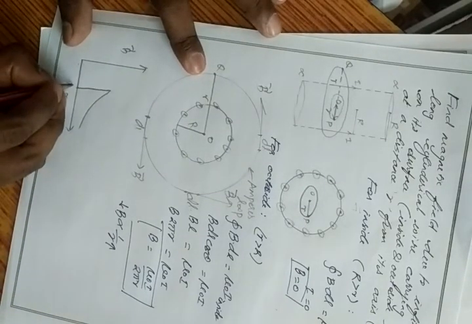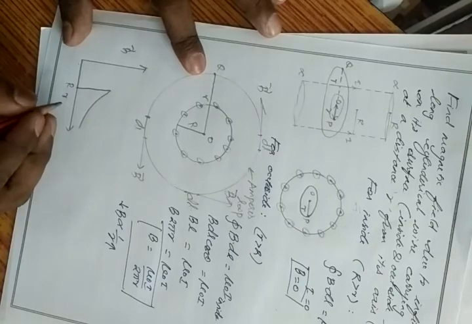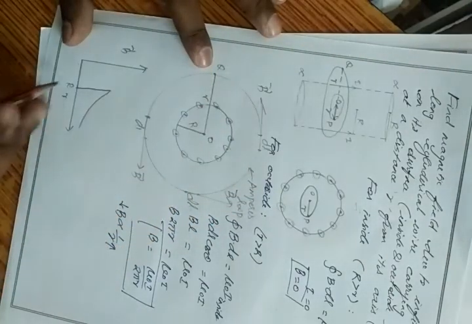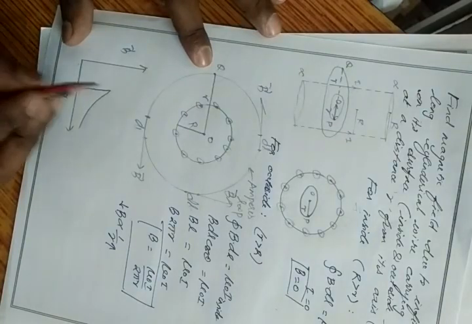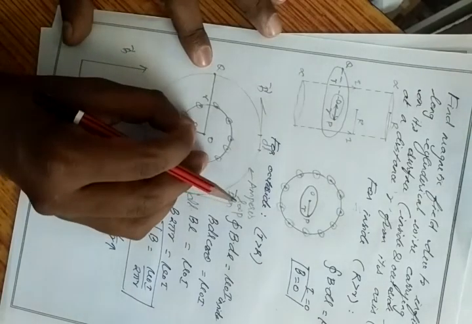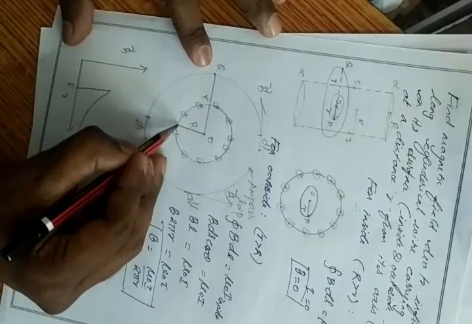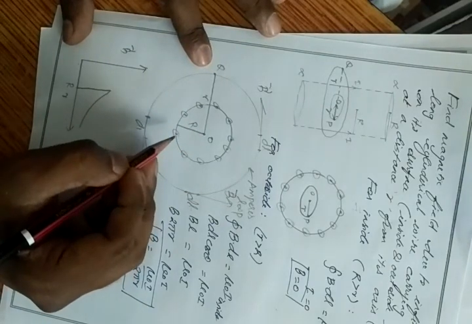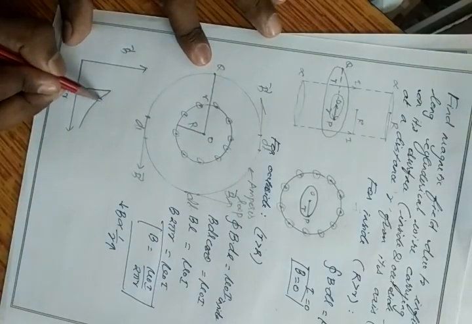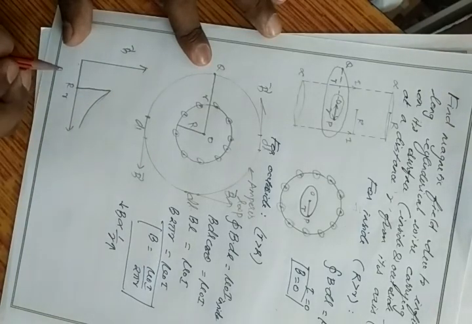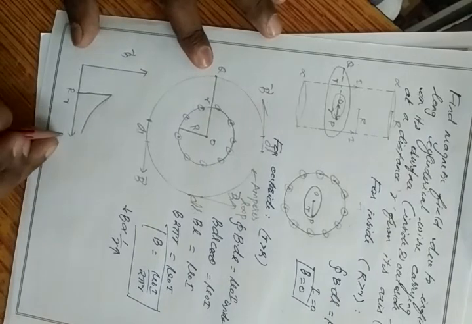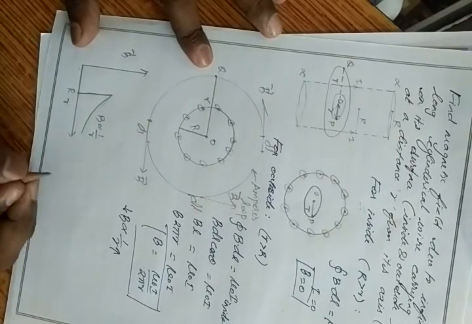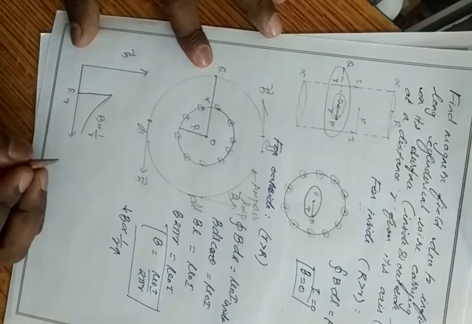So this is my capital R. Up to this capital R distance my magnetic field is 0. At the point R I get maximum magnetic field. Further, as I increase the distance, my magnetic field value will also decrease. So this is our conclusion: B is inversely proportional to distance.